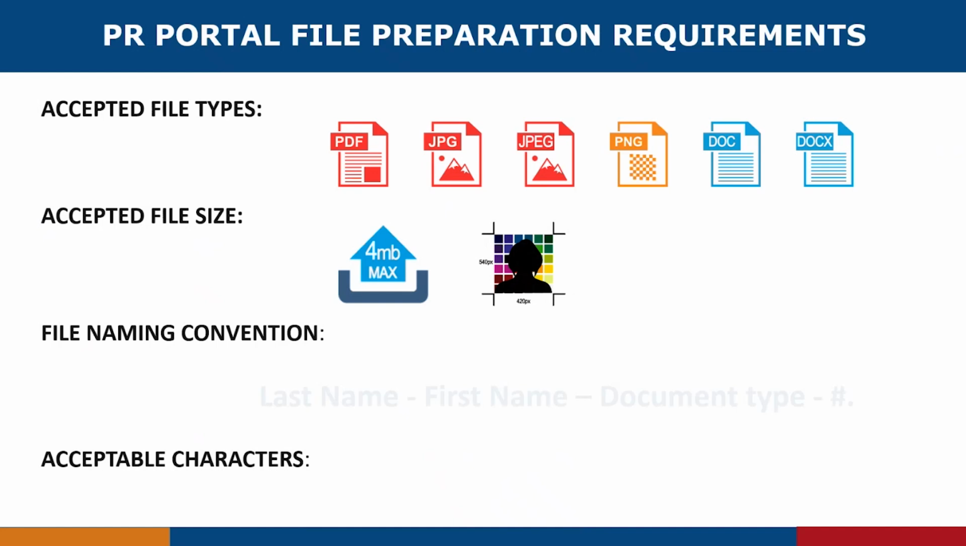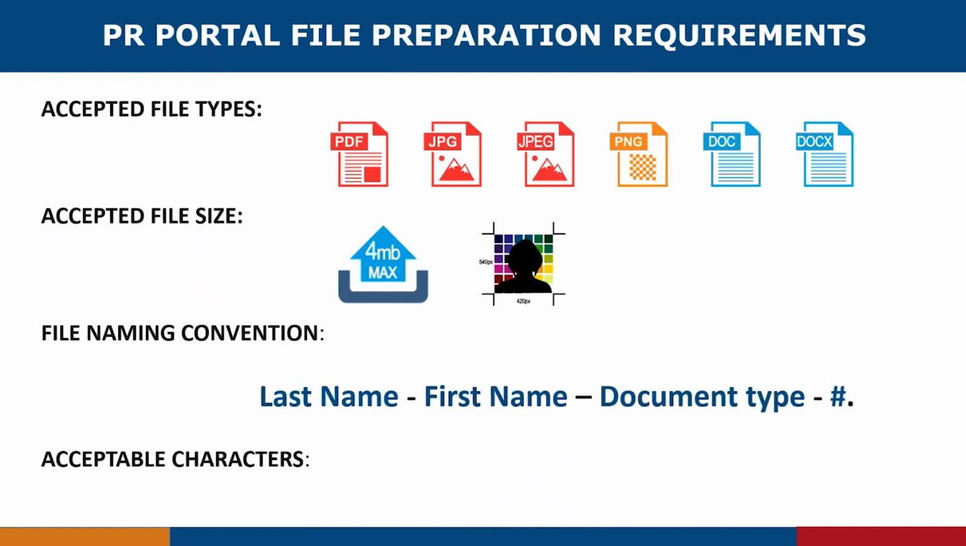For file naming, you must include the last name, followed by a dash, then the first name, followed by a dash, and then the document type it is, followed by a dash, and then, if necessary, an item number if you're uploading multiple files using the same document type name.